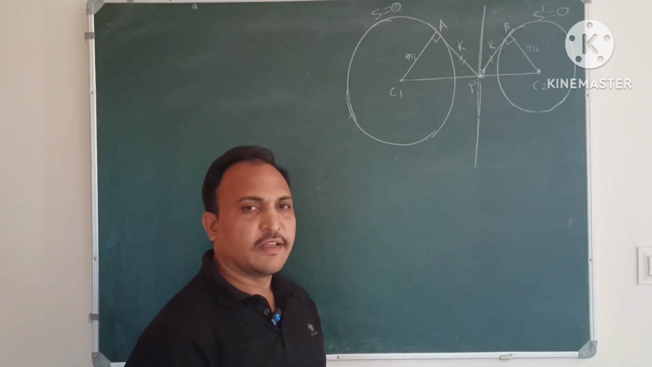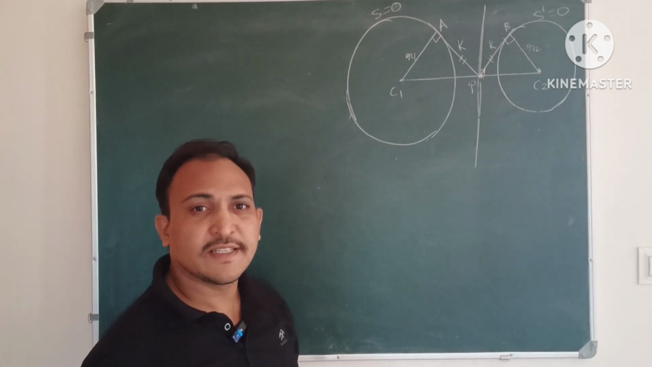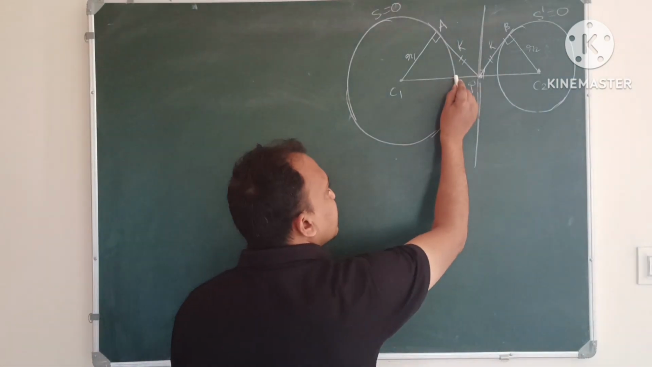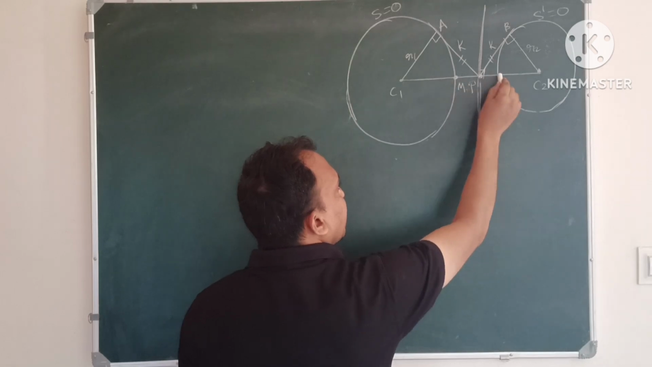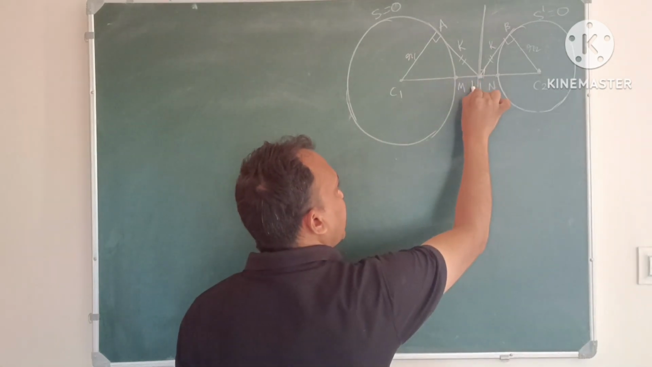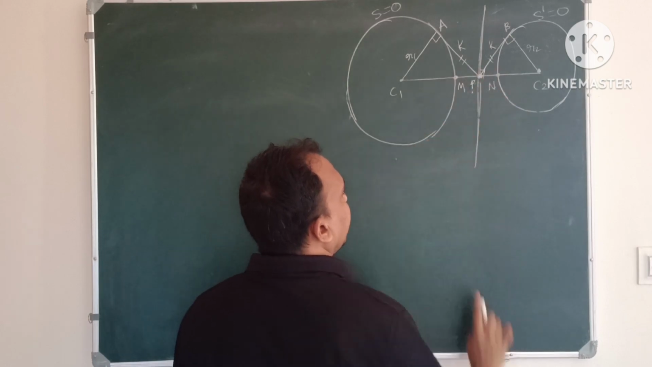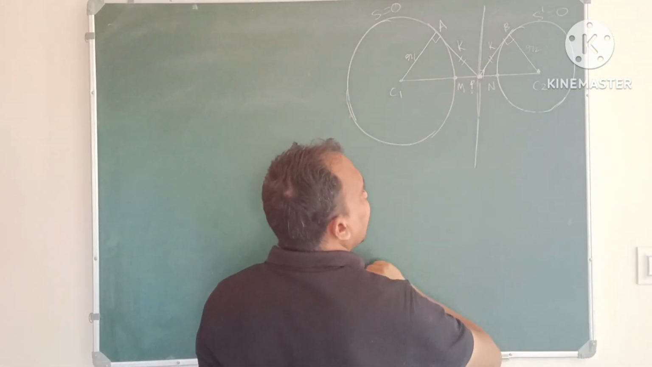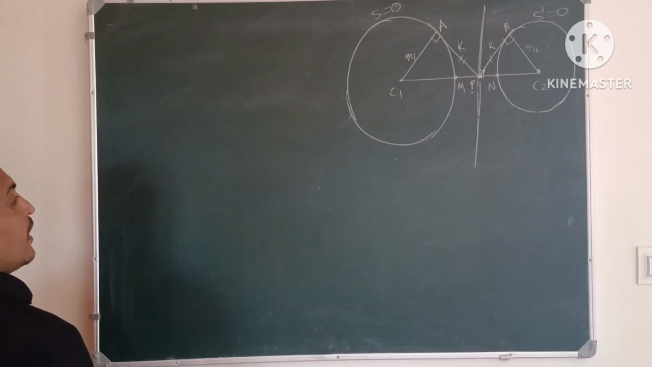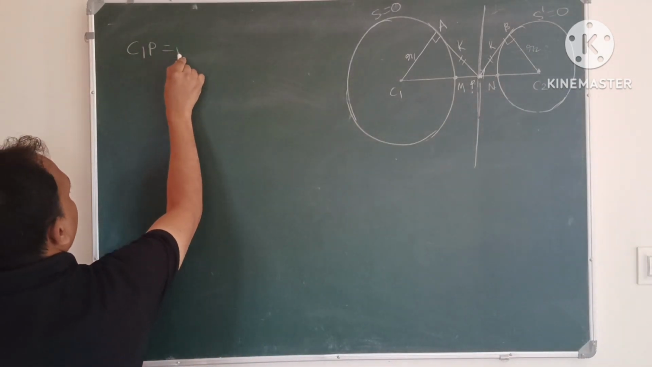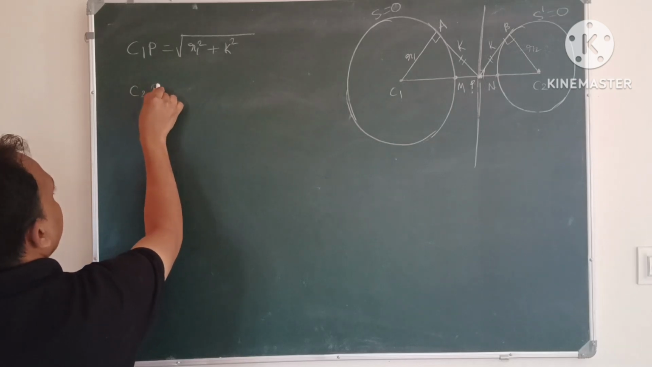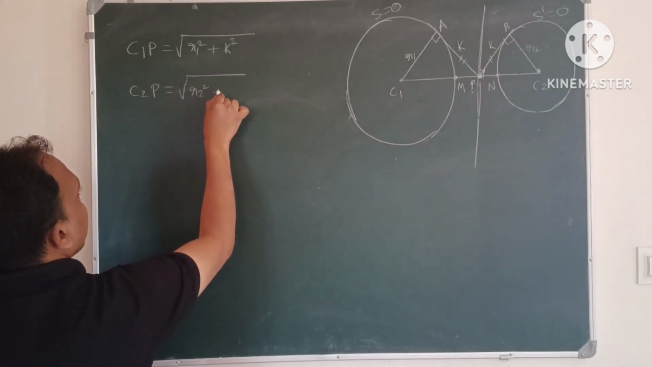Property number 3. A radical axis is always nearer to the circumference of the big circle. Means if you take this point as M and this point as N, with P as this point, that means PM is less than PN. How is it? Let us check it once. See, as we got, C1P is equal to square root of R1 square plus K square. C2P is equal to square root of R2 square plus K square, right?